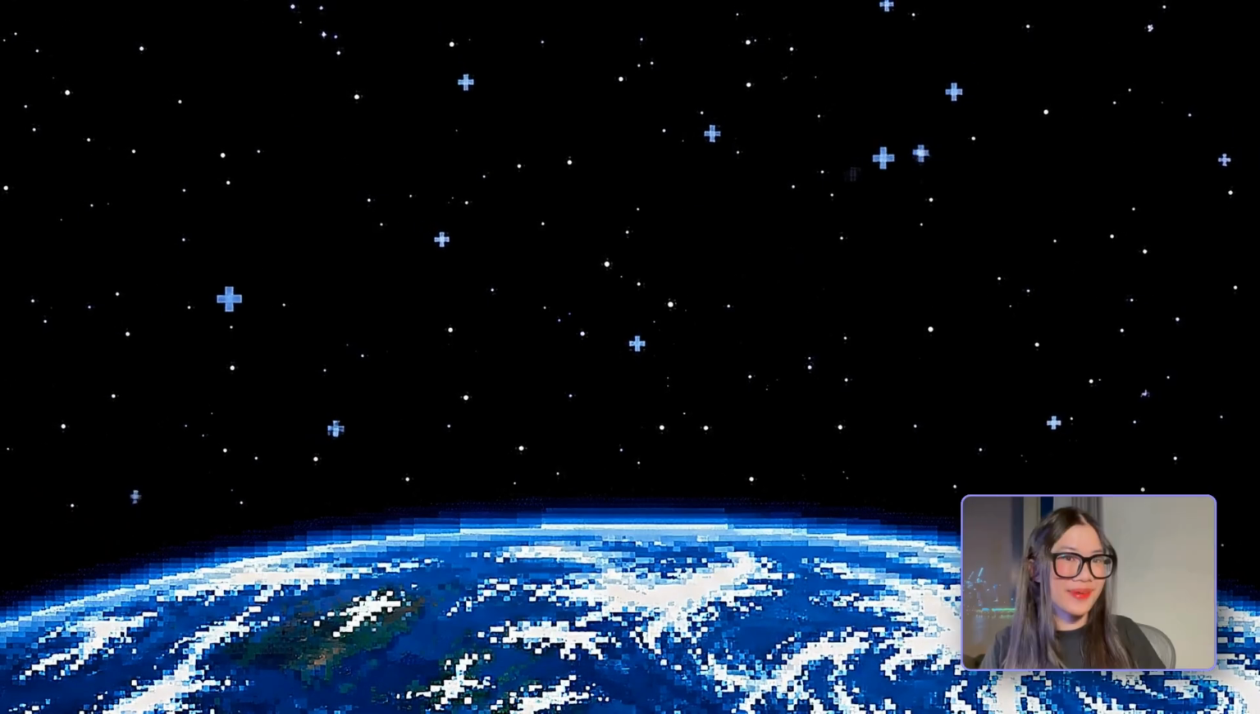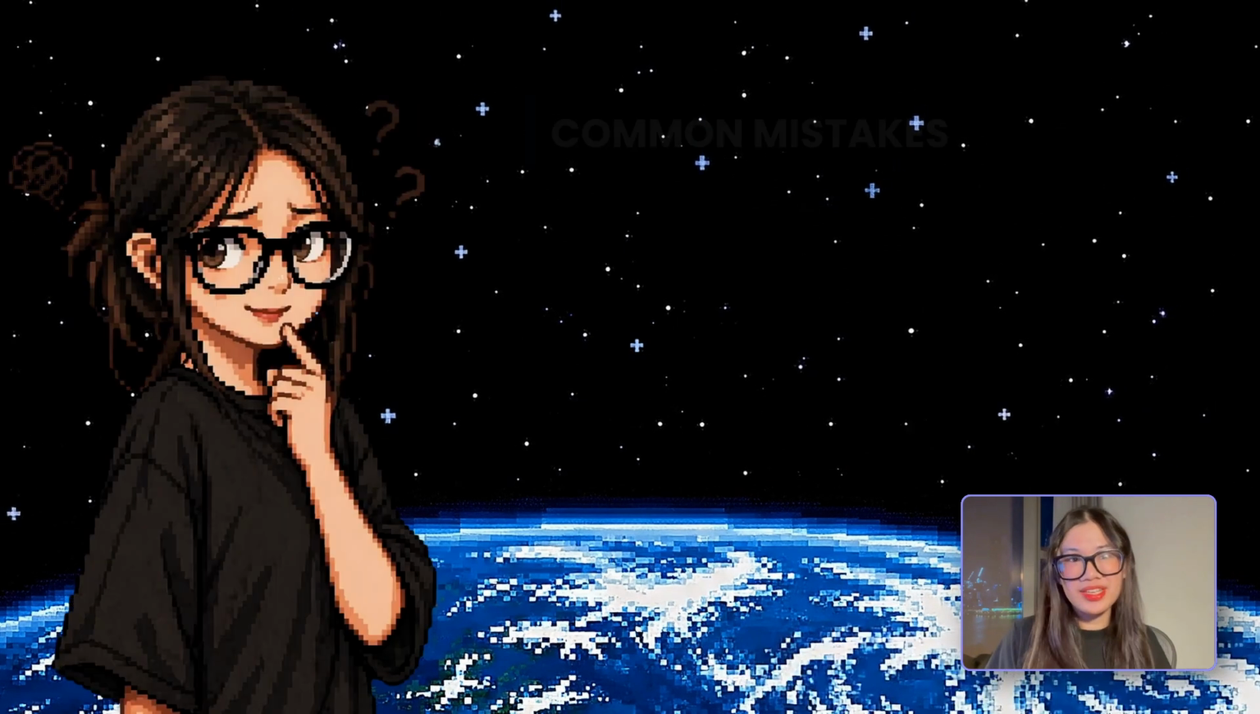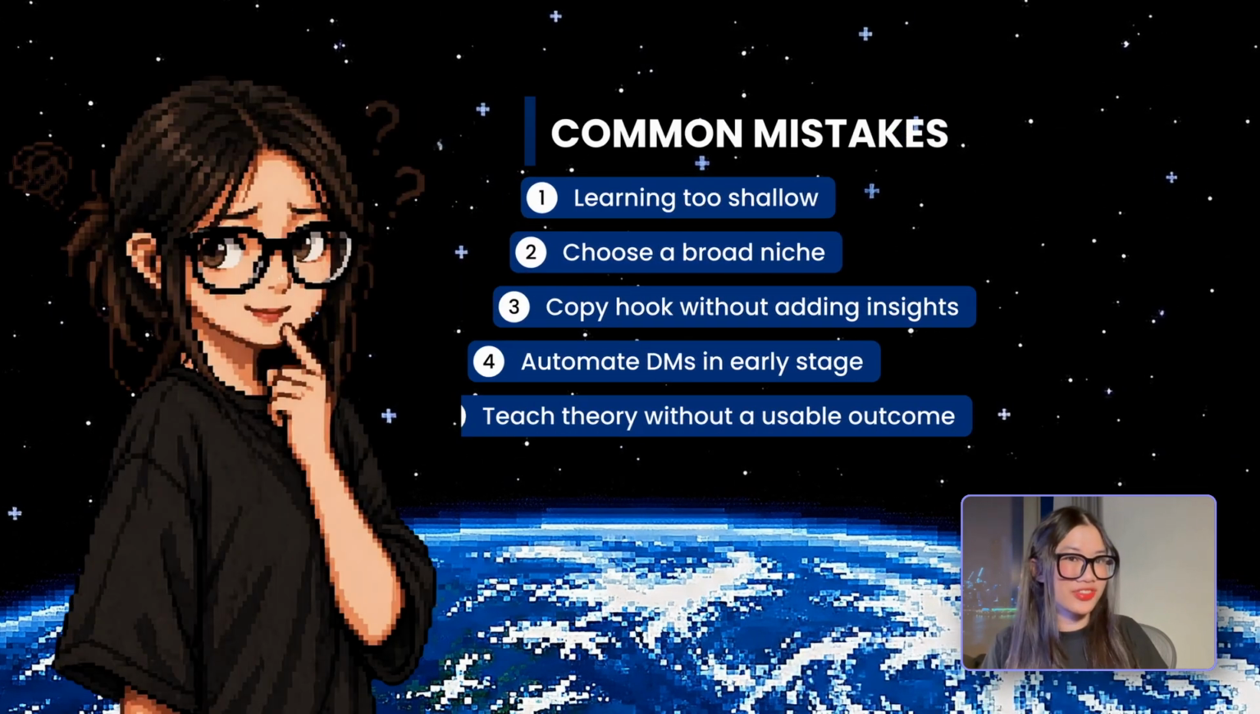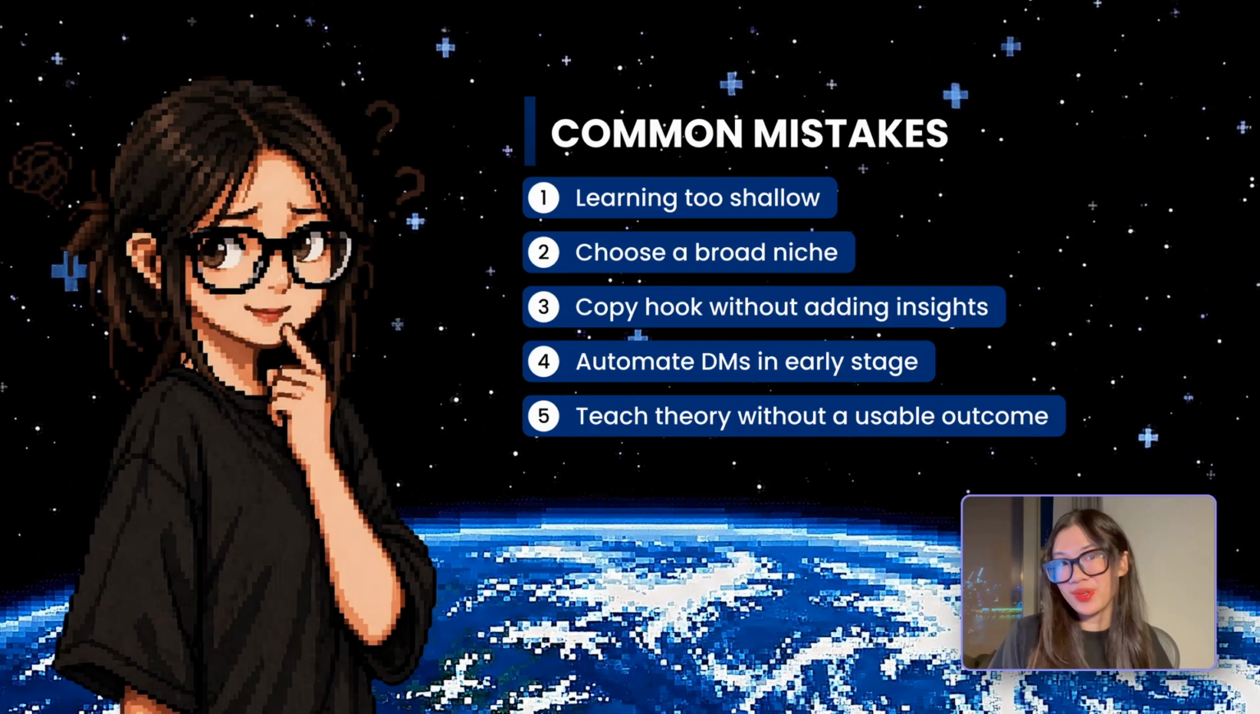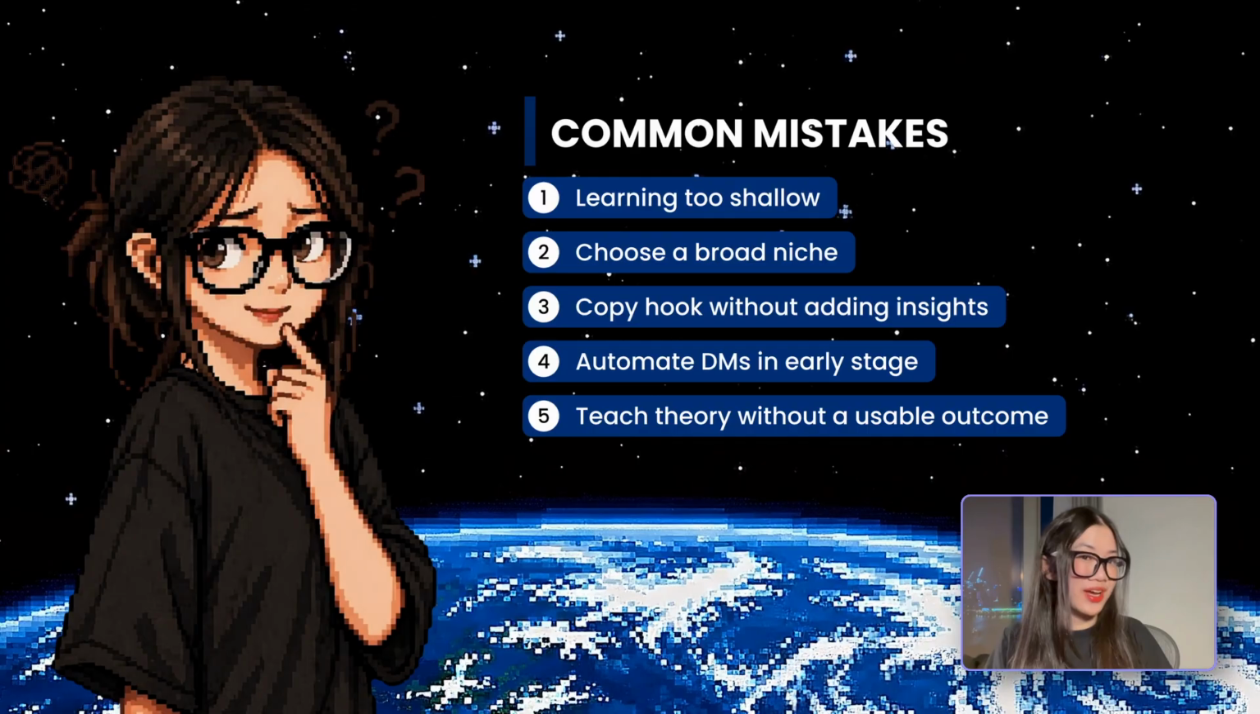Mistakes to avoid. A few mistakes can kill this quickly. Learning too shallow, choosing a niche that is too broad, copying hooks without adding insight, automating DMs before you know what works, and teaching theory without a usable outcome.